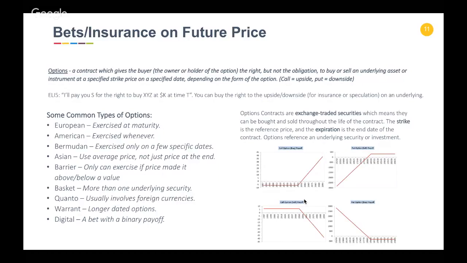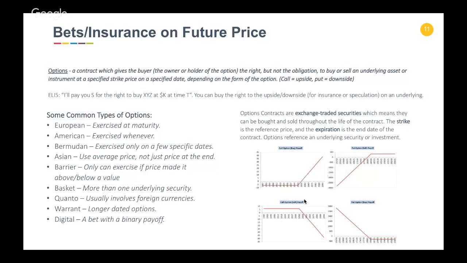I don't have the math in front of me, but I do recall a theorem that says that according to theory, you should always exercise an American option at maturity anyway. I'll see if I can dig up that proof. Bermudan's sort of the compromise. Bermudan says, well, instead of just at the end or any time, there's just specific dates. Let's say at the end of every quarter where you have the ability to exercise. And then things get a little bit more complicated.